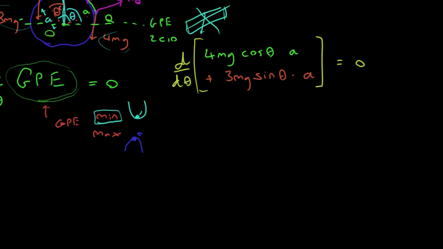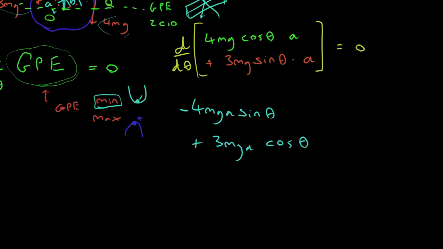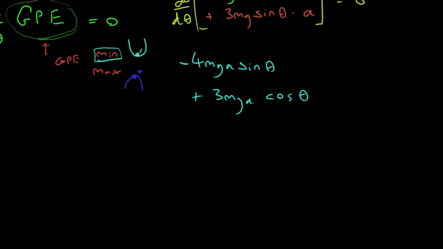So we're just going to go ahead and do that. We're going to get minus 4mgA sine theta plus 3mgA cos theta. Okay, and I'm going to give this particular value of theta a special name. But first of all, this is 0, so we're going to cancel the mg's. They're all positive constants, so that's fine to do.